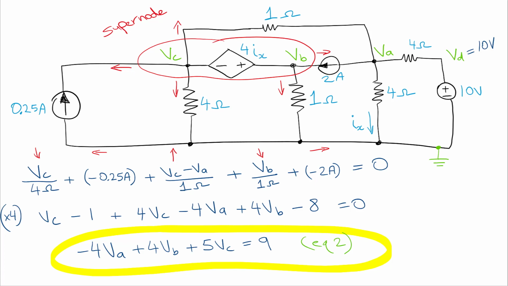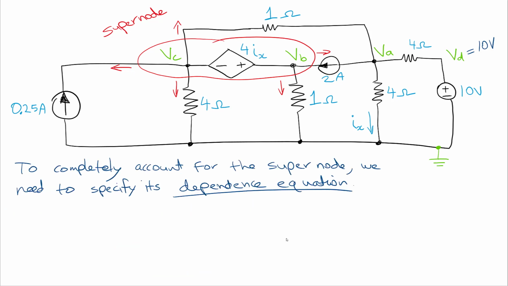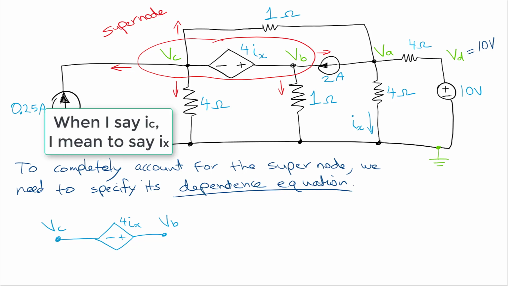Okay, so we're not 100% quite finished with the supernode. What we need to do is account for now the voltage source inside of there, and so we need to write the dependence equation that's going to relate VC and VB to each other. Okay, so then let's take a closer look at that component. Okay, we have VC on one side, VB on the other side, and a value of 4 IC for the voltage of that current controlled voltage source.